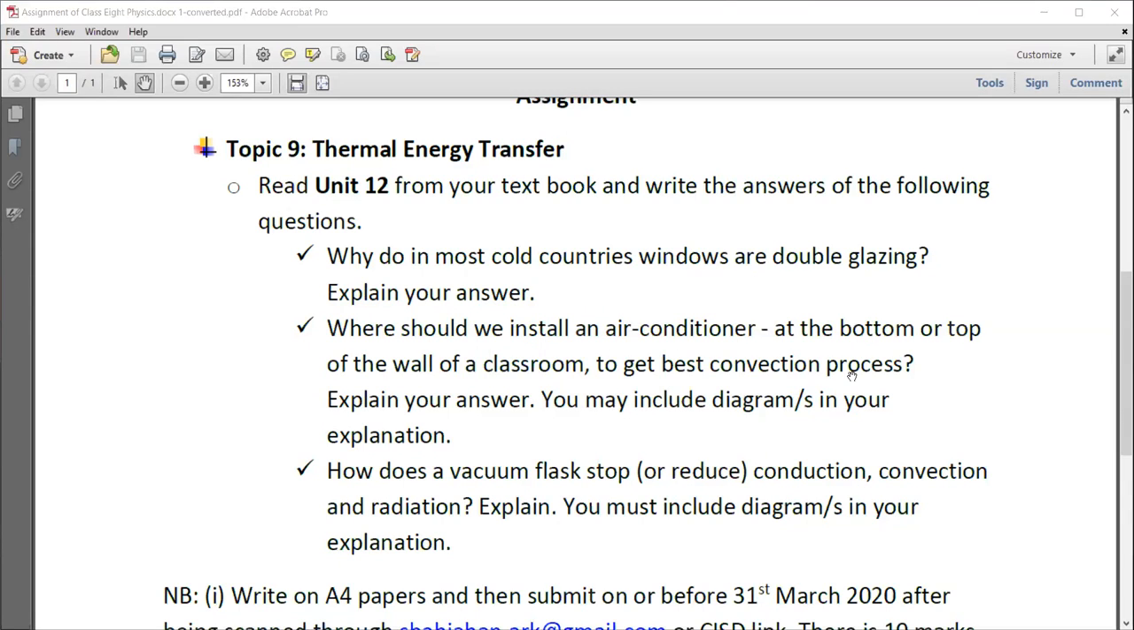Clear now? Now I think you are clear about the convection process, radiation process, and also how trapped air is working as an insulator.